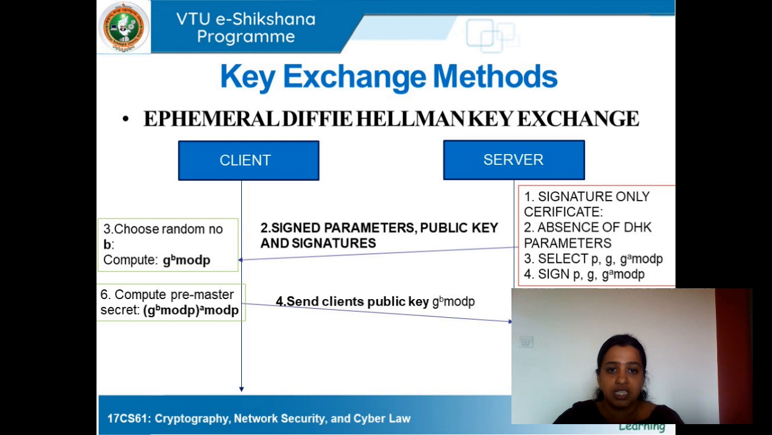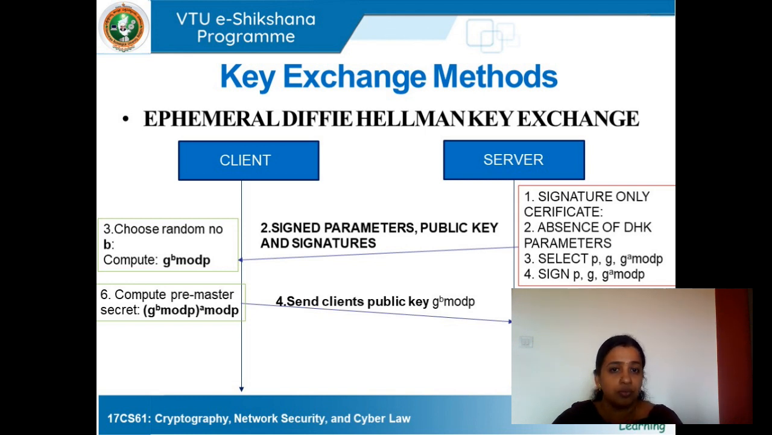Now what happens in case of fixed Diffie-Hellman key exchange method is that the signature itself contains the Diffie-Hellman key parameters, that is the prime number, the generator, the public key are all present in the signature and the signature is exchanged with that of the client. But the other counterpart of this fixed Diffie-Hellman key exchange is the ephemeral Diffie-Hellman key exchange method, wherein the certificate does not have the Diffie-Hellman key parameters.